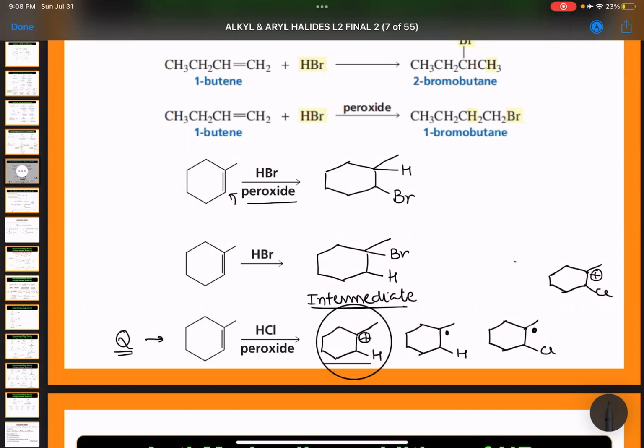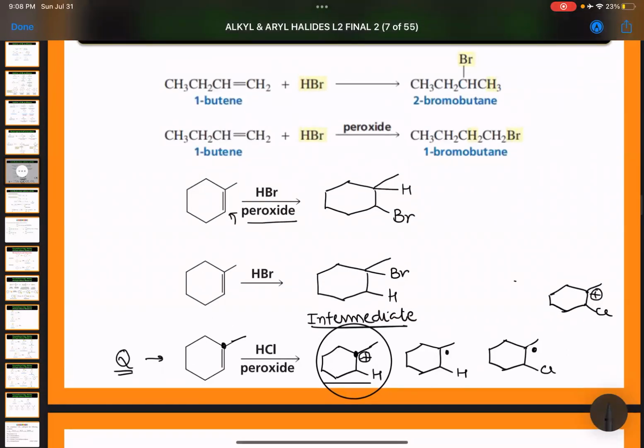Which has led to the formation of a tertiary cation. You can see this is tertiary, which it has formed on this position. Because this is a tertiary cation, now you are going to put Cl minus here. So the mode of addition of HCl, or the mechanism of HCl, remains the same. It doesn't change in the presence of peroxide. That you should remember. But only the HBr mechanism changes.